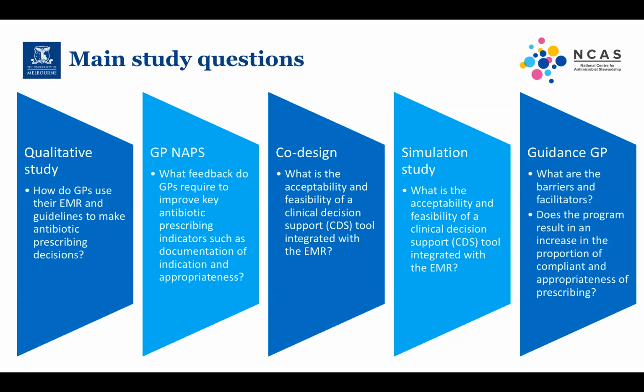And the question we wanted to ask in the first instance is, how do GPs use their electronic medical record and guidelines to make antibiotic prescribing decisions? Then we did what we call GP NABs, which I'll explain a bit later. What feedback do GPs require to improve key antibiotic prescribing indicators, such as documentation of indication and appropriateness of antibiotic prescribing?